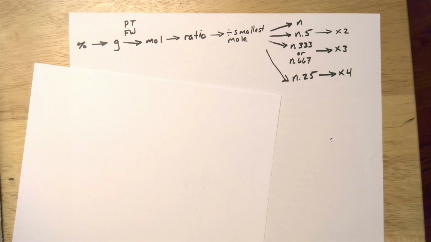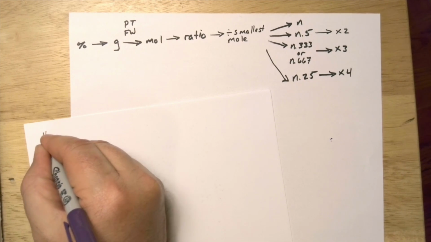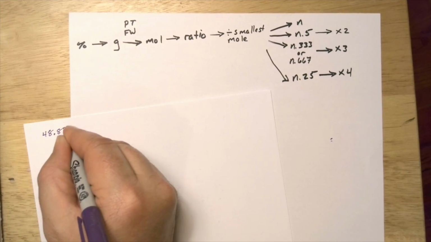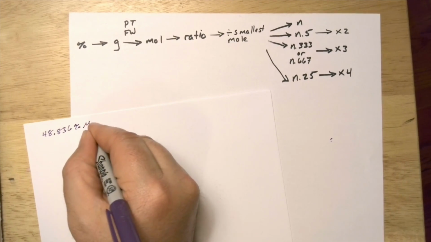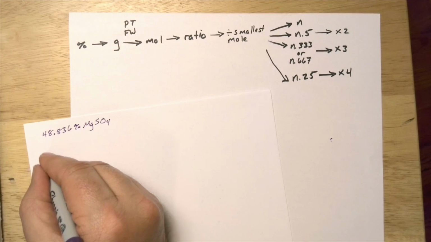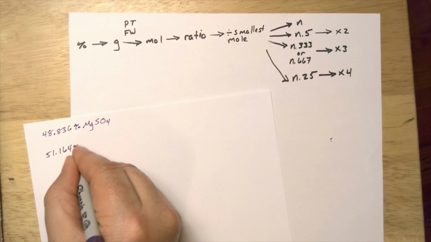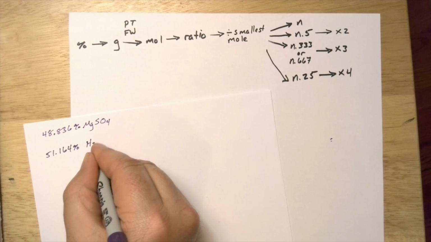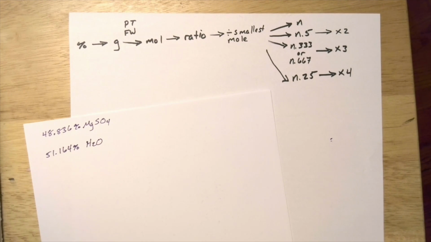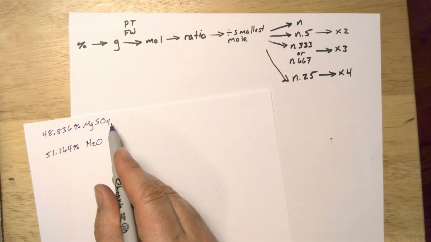So, a magnesium sulfate hydrate compound is heated and found to contain 48.836% magnesium sulfate, and it's also 51.164% water. Now, this is one of those hydrate compounds, which means this magnesium sulfate has some water attached to it. We just don't know how many.